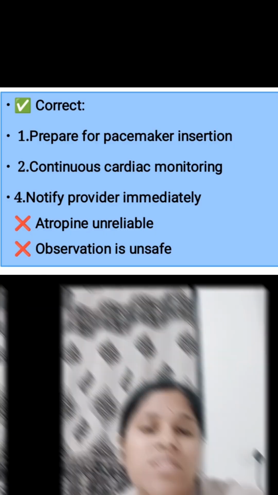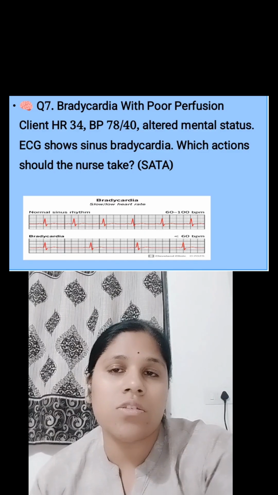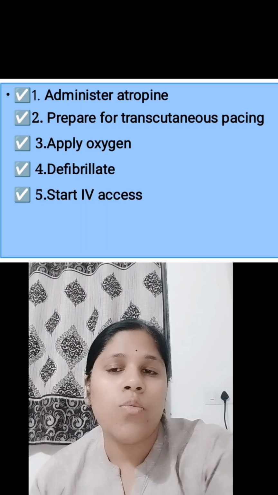So the next question is about bradycardia, where the patient has bradycardia with poor perfusion. The scenario is: the client's heart rate is 34, the BP is 78/40 and altered mental status. The ECG shows sinus bradycardia. Which action should the nurse take? It is a SATA type of question. So this is the particular ECG which is showing the sinus bradycardia.